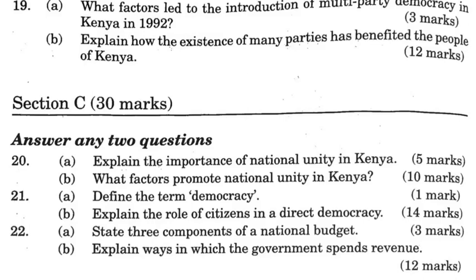22A. State 3 components of a national budget. An estimate of expected revenue, sources of expected revenue, for example, taxes, and expenditure, that is, ways in which the revenue will be spent. 22B. Explain ways in which the government spends revenue.